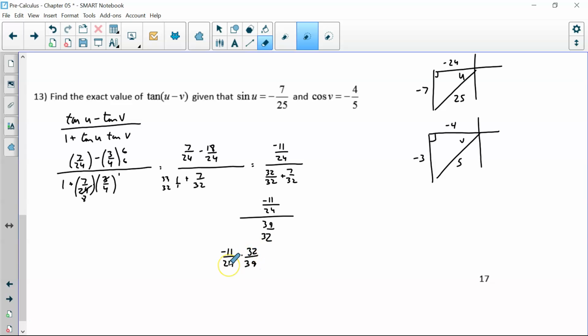So now we can simplify before we multiply. 24 and 32 are both divisible by 4. Actually, they're divisible by 8. That's even better. So that's a 3, and this is a 4. So we get negative 44 over 3 times 39, which is 117. And there's the exact value. Mostly just working with fractions there once you draw your triangle.